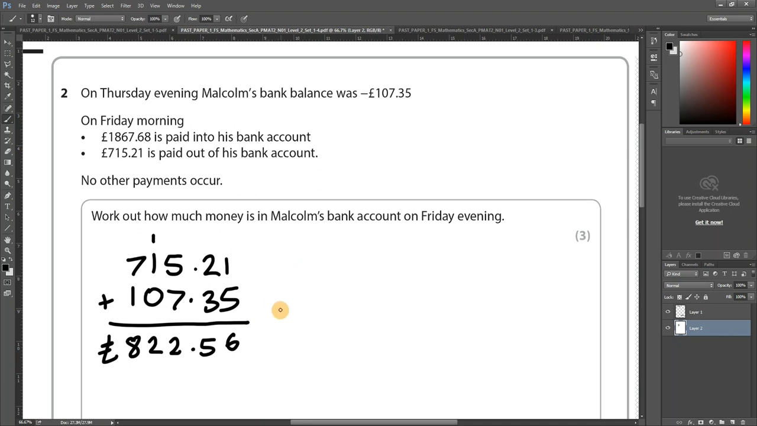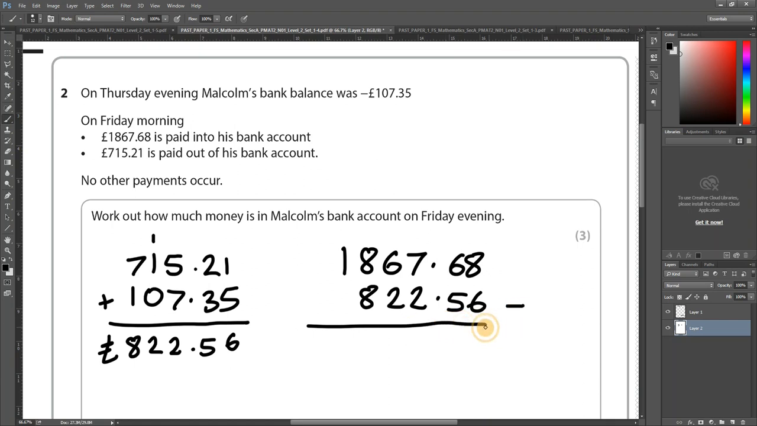Oh, it's going to be a minus, isn't it? Think of it as you're going to subtract this from his account, basically. So the positive value was 1,867.68, and if we take away the negative, so take away this.